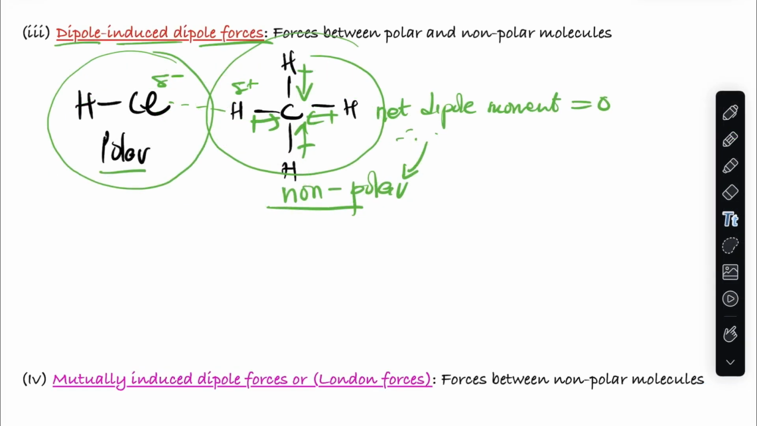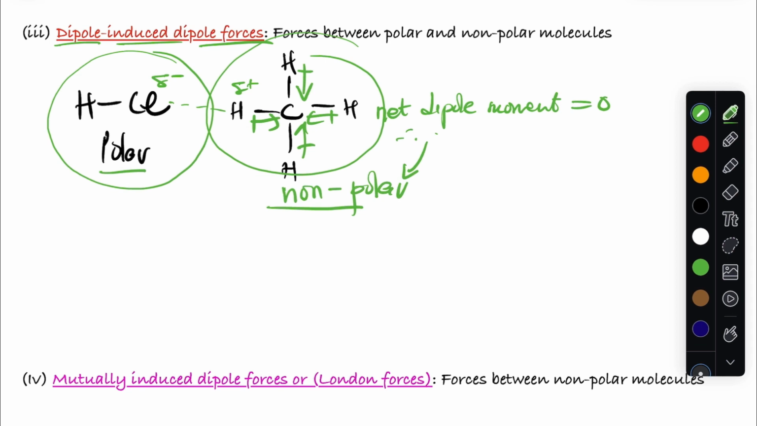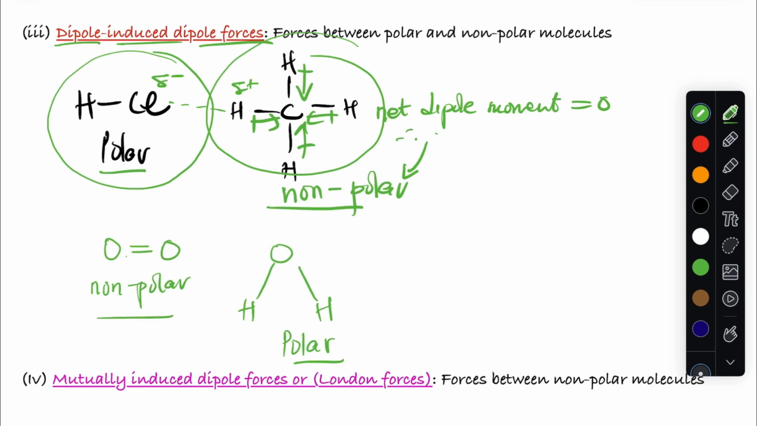Let's take another example of dipole induced dipole, which is a polar and non-polar. Now let's take water and oxygen, the oxygen is like that, and water is like that, right? So we know water is what? Water is polar, and oxygen is a diatomic molecule. All the diatomic molecules, they are what? They are non-polar. So it's a dipole and a non-polar. So this polar will make this one polar, but only momentarily. So there's a force between the two.